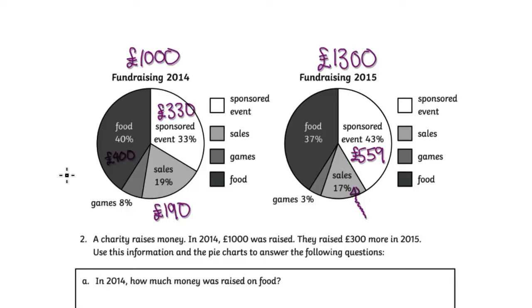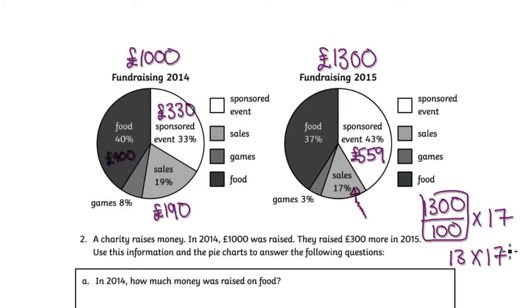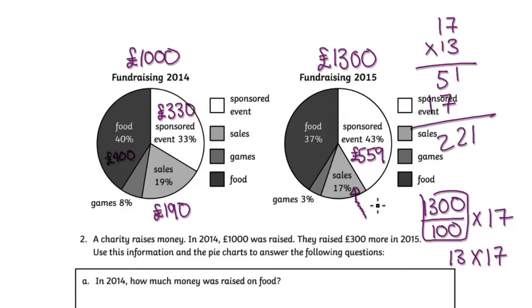Now, in terms of money, let's get the whole amount, which would be 1,300. Cut it up into 100 equal pieces, and then get 17 pieces. So this thing here would be 13 times 17. 3 times 7 is 21, carry the 2, so that would be 3, 5 here. Then 1 times 7 is 7, and 1 times 1 is 1. So now that would be 1, 2, 2.